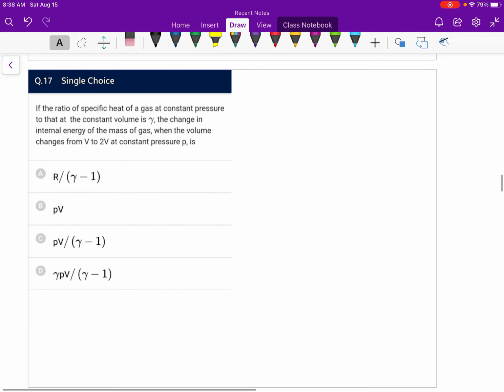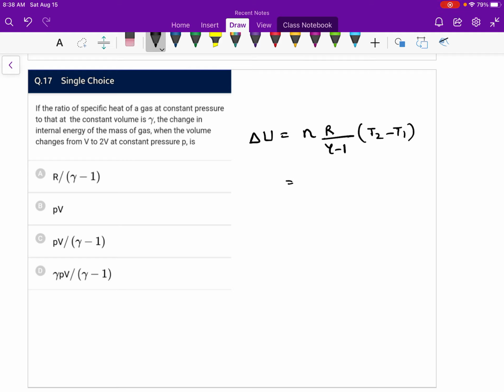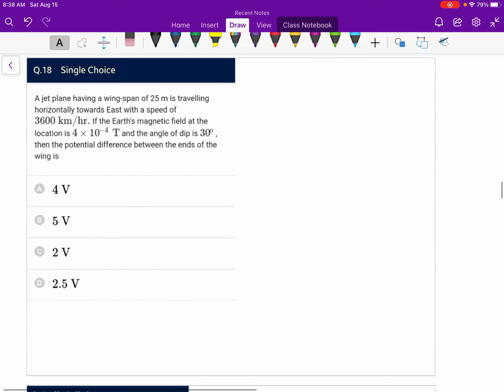If the ratio of specific heat is this, then when the volume changes from V to 2V at constant pressure, so process is isobaric. Okay, so internal energy change delta U is n Cv, which is R upon gamma minus 1 into delta T, which is T2 minus T1. So now nR into T2 minus T1 is P into V2 minus V1. So that is PV upon gamma minus 1. So C is the correct option.